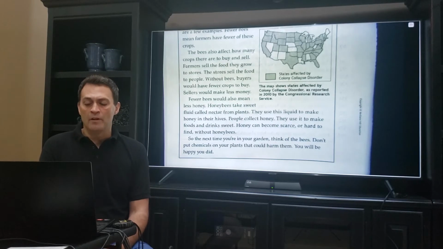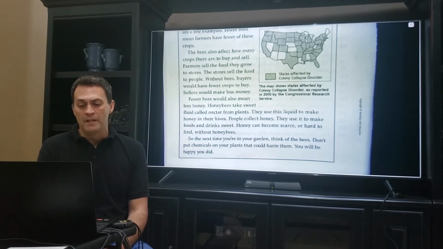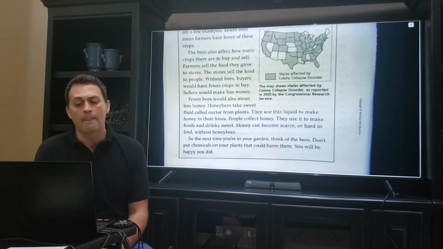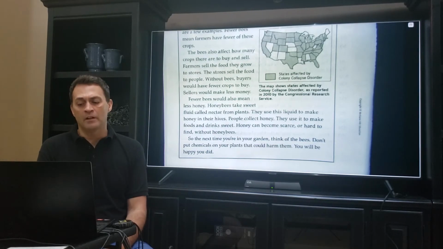So the next time you're in your garden, think of the bees. Don't put chemicals on your plants that could harm them. You will be happy you did.